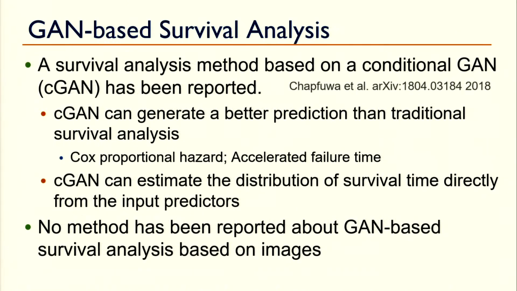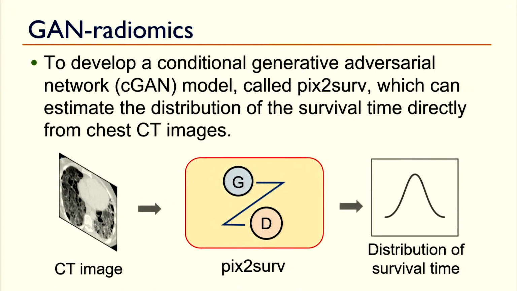A recently reported paper showed that a conditional GAN could generate better predictions than traditional survival analysis methods, such as the Cox proportional hazard and accelerated failure time. The approach also had the advantage that the distribution of the survival time can be estimated directly from the input predictors. However, this conditional GAN approach was not based on images but epidemiological data. Therefore, our approach was to develop a conditional GAN model, called PIX2-SERV, which can estimate the distribution of the survival time directly from chest CT images.